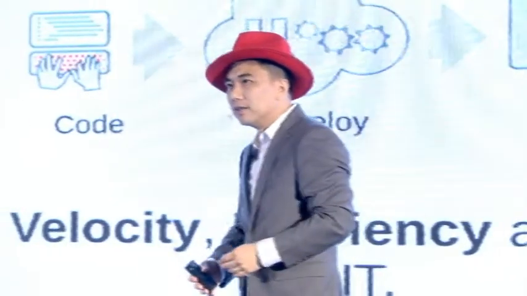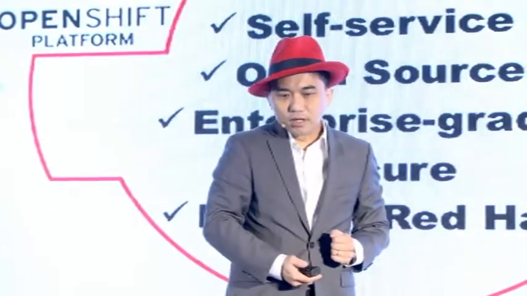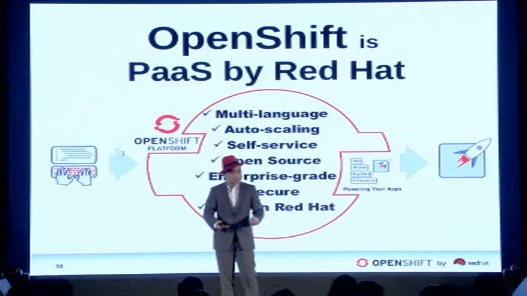Today, OpenShift Online has over 2 million applications. In less than 3 years since we pushed it out, we have over 2 million applications deployed on OpenShift. You know, actually OpenShift runs on Amazon as well. So, in summary, OpenShift is our platform as a service.